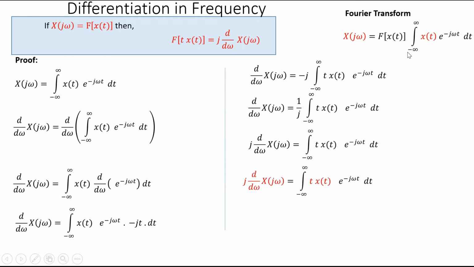Then we can compare this. Here the Fourier transform of x(t) is X(jω). So comparing this, the Fourier transform of t x(t) is equal to this one. So we can write the Fourier transform of t x(t) is equal to j into d by dω of X(jω). Then the property is proved.